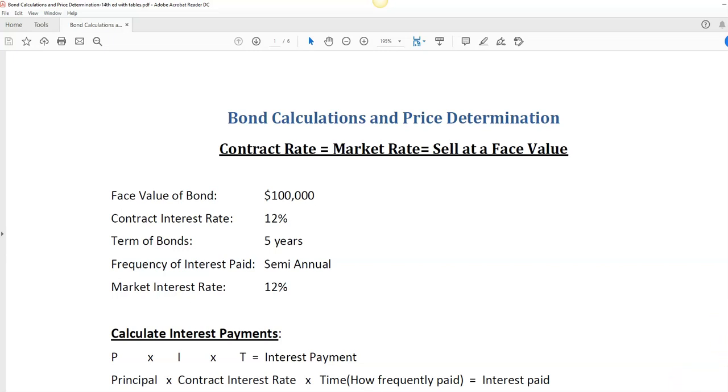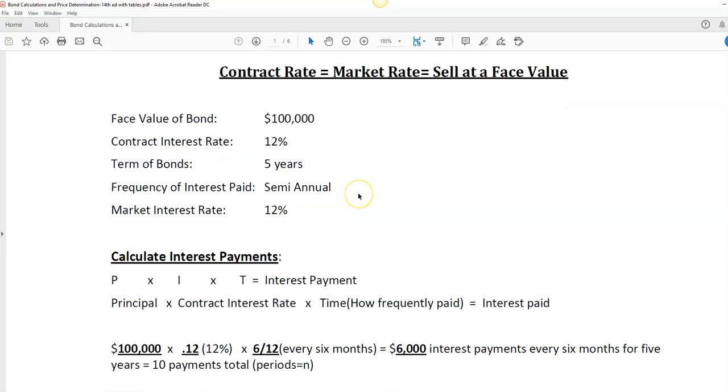This is the appendix to Chapter 11 and my actual templates that I put together to help you understand how to determine the price of the bond. So in this case, here's my data. We've already seen this. It's the same stuff that we've actually seen on the PowerPoints. The face value is $100,000. Contract is 12%. 5-year bond paid semi-annually, and market is 12%.